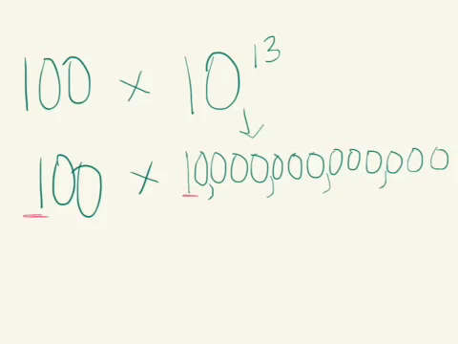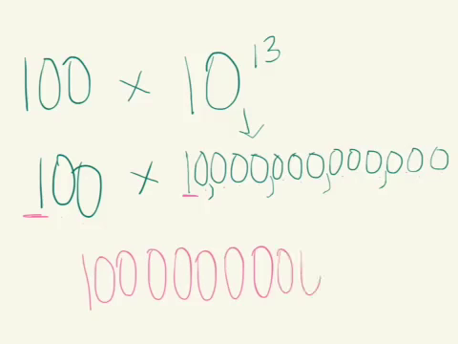1 times 1 is 1. Now, how many zeros do we need to place on the end? Well, we had 13 from here, and we have 2 more here. So that would be a total of 15 zeros. All right, count them out. 1, 2, 3, 4, 5, 6, 7, 8, 9, 10, 11, 12, 13, 14, 15. All right, time for commas.